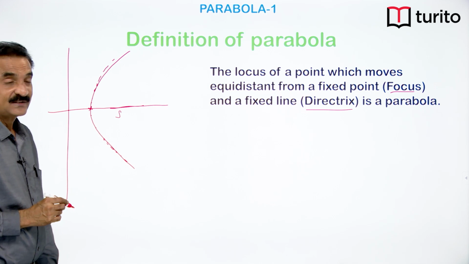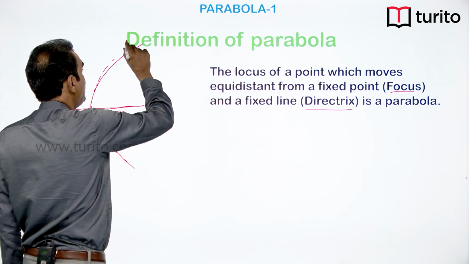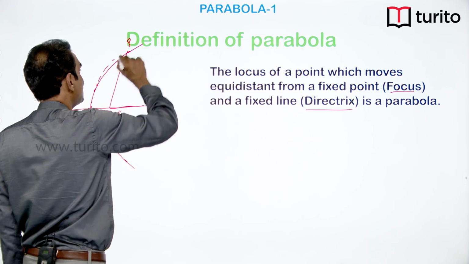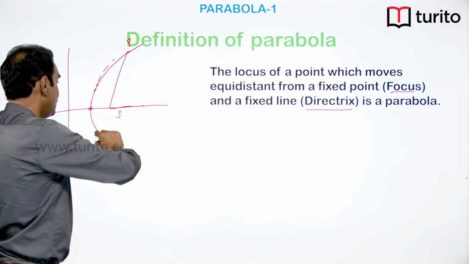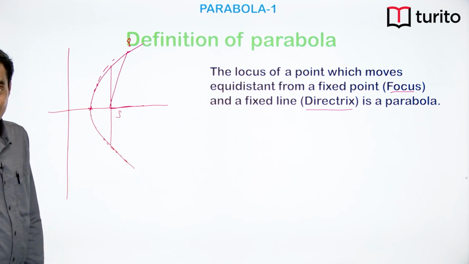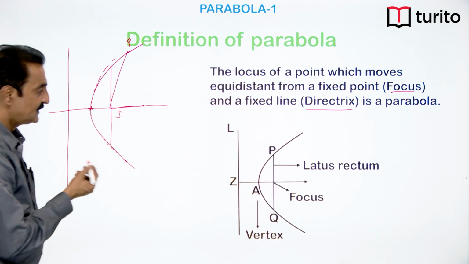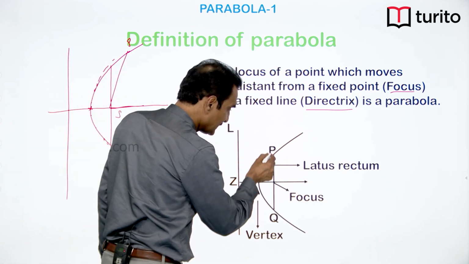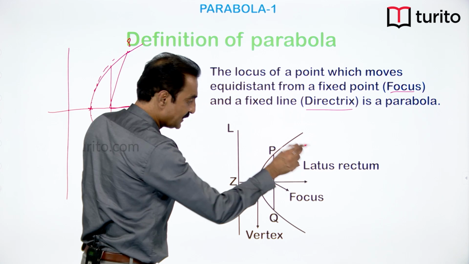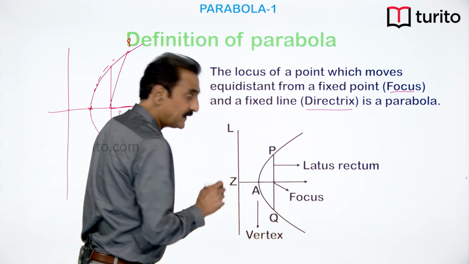Okay. Next, if you join any point and the focus, that is called focal radius. If you draw a chord perpendicular to the axis, it is called latus rectum. Okay. This is the diagram, this is focus, and this PQ is perpendicular to the axis, it is called latus rectum, and this point is called vertex.